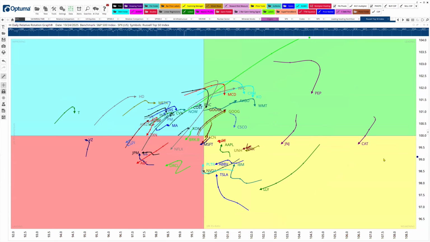You can't just randomly pick. This can cost you a lot of money, just randomly picking names. Oh, I like Caterpillar, I'm going to buy that. Well, where is Caterpillar starting to move? When you look at the chart, you can kind of see which one is losing momentum in the next coming days.